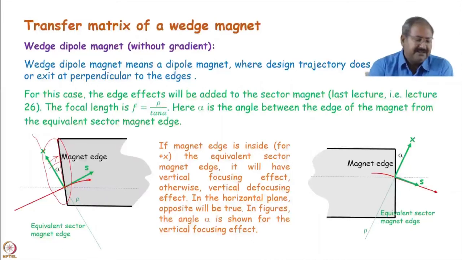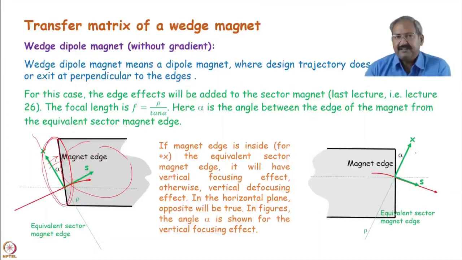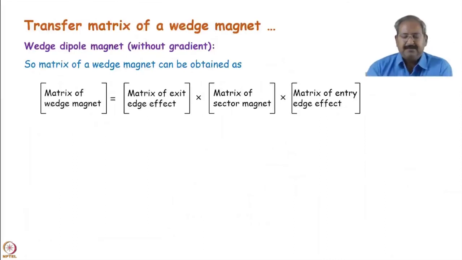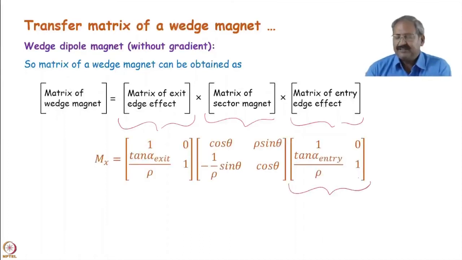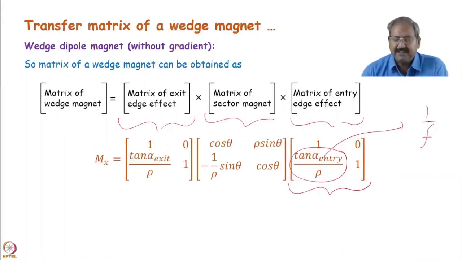So using a thin quadrupolar type matrix for this edge, then the matrix of the sector magnet, then a thin quadrupolar matrix for the exit edge, we can get the complete matrix of this wedge magnet. So the matrix of the sector magnet, the matrix of the entry edge effect, and the matrix of the exit edge effect. This exit and entry edge effect can be modeled as the thin quadrupole. So this is the thin quadrupole matrix with focal length like this. Here the element is 1 by f in the thin quadrupole. So 1 by f has been replaced by tan alpha by rho, which we have computed in our previous lectures.